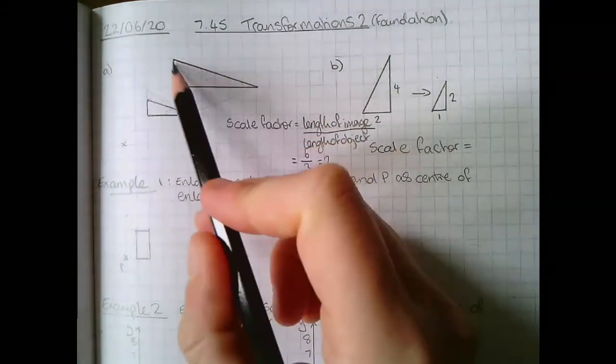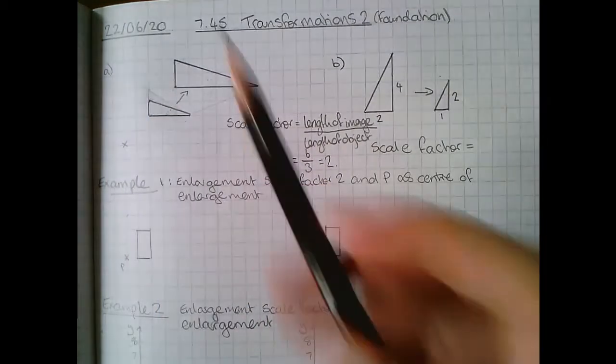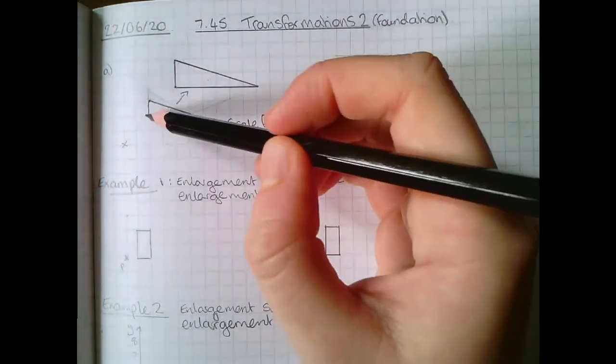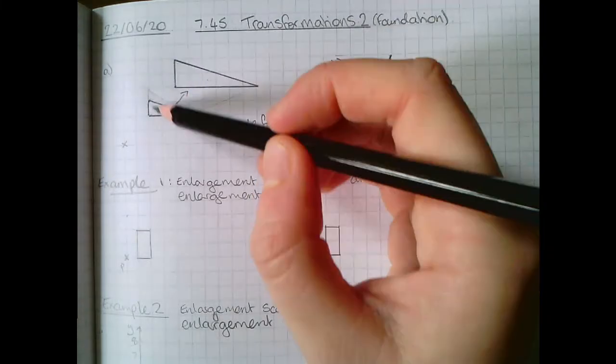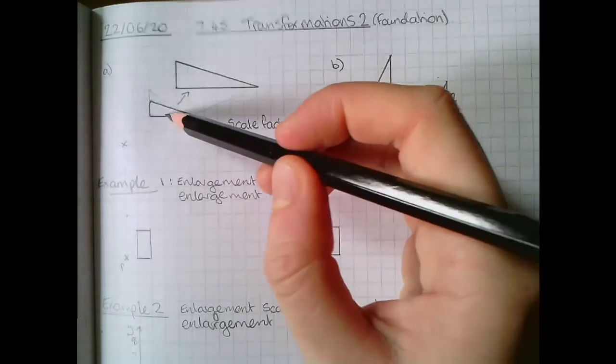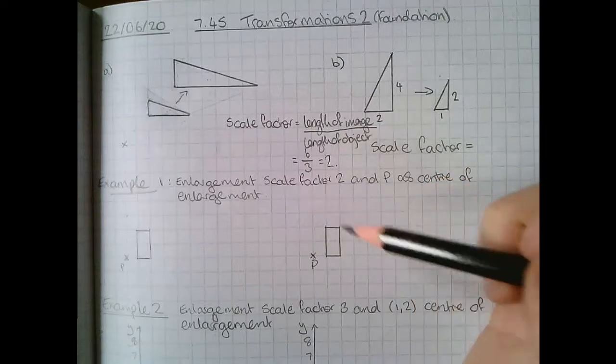So we know that this one is 2 times bigger than this one, and we can check with this other side length. So that's 1 high, and that is 2 high. So to get from here to here, we've multiplied by 2. To get from here to here, we've multiplied by 2.